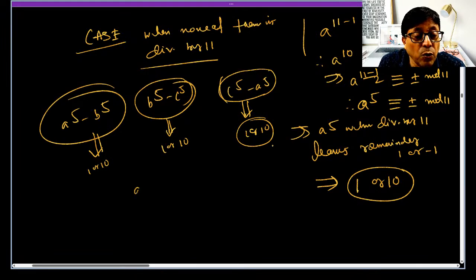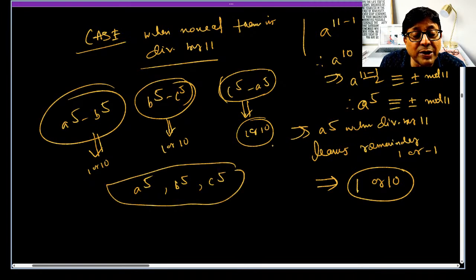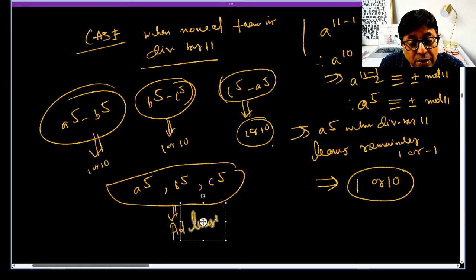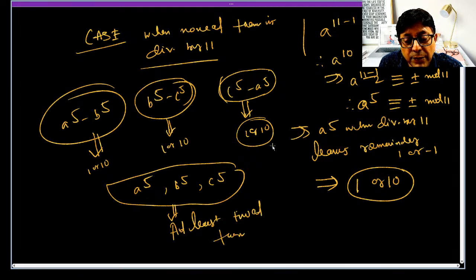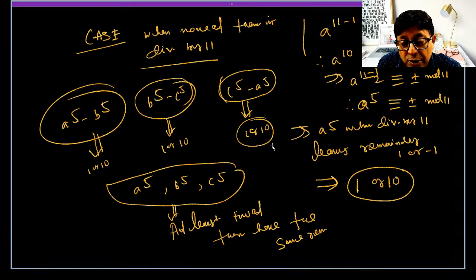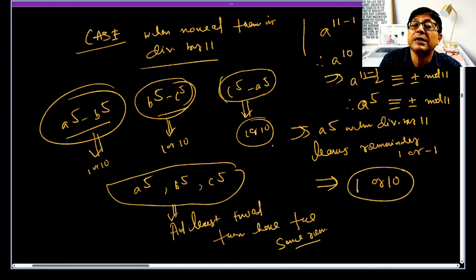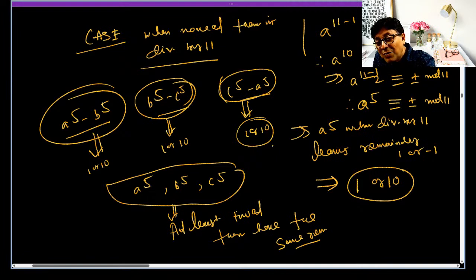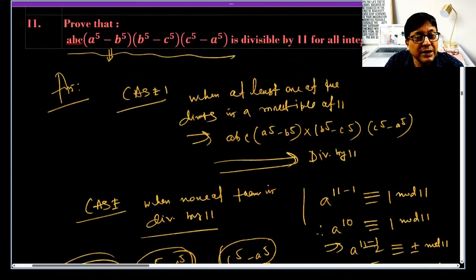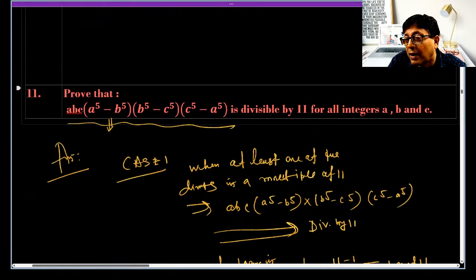A to the power 5, b to the power 5 and c to the power 5, these three quantities, at least two of them have the same remainder. So it means their difference will be 0 in at least one case. You agree? So this product is always divisible by 11 for all integers a, b and c.